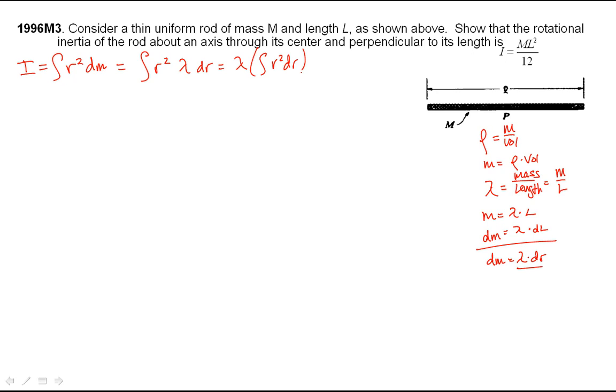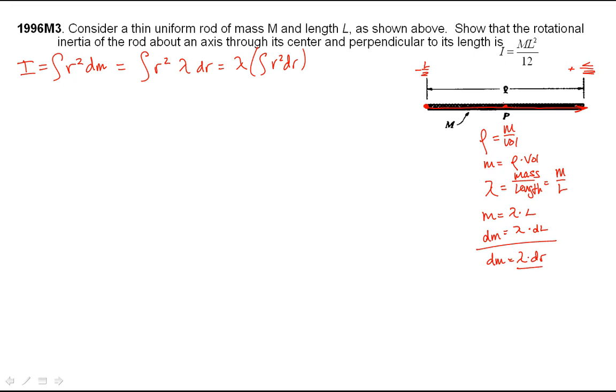Now the only other thing we have to think about is, what are our limits of integration? We want to integrate along this entire length. We could do this two ways. I could start down here and integrate all the way to the other end. In this case, since it's with respect to the center of our rod, I'd be integrating from negative L over 2 to positive L over 2. That's one way I can integrate this.